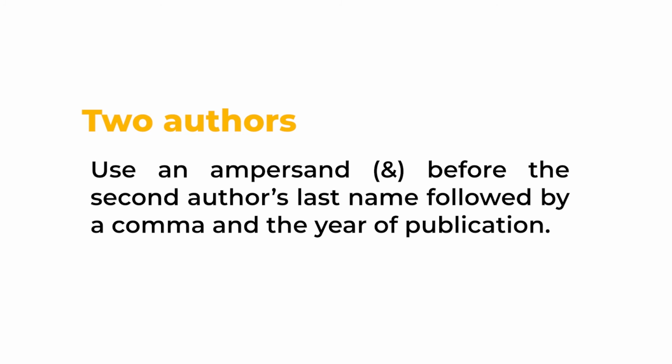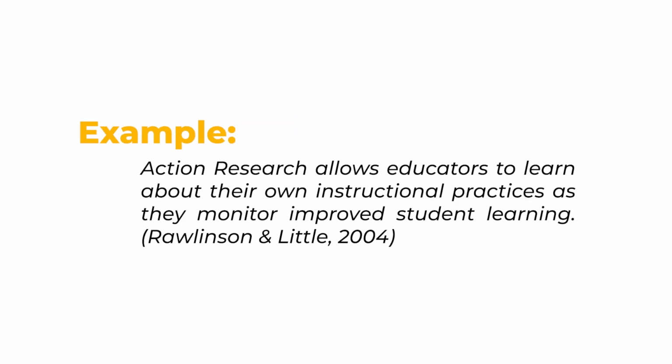Two authors: use an ampersand before the second author's last name, followed by a comma, and the year of publication. Example: action research allows educators to learn about their own instructional practices as they monitor improved student learning. That is according to Rawlinson and Liddell, in 2004.